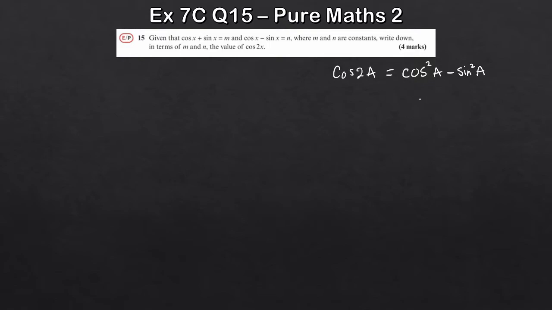So if we just write it like that for now, and what we know is cos x plus sine x equal to m, and then cos x minus sine x equal to n. So what I'll do is I'll just write this out.